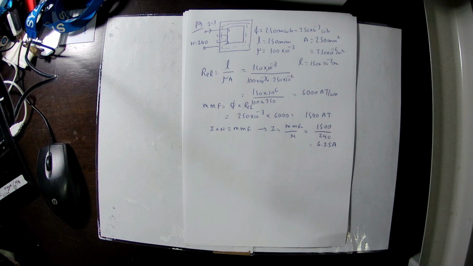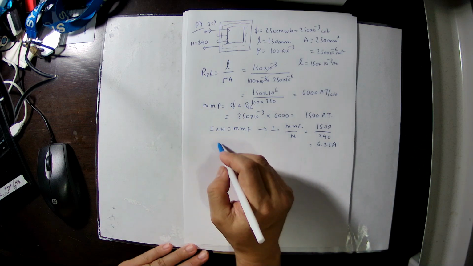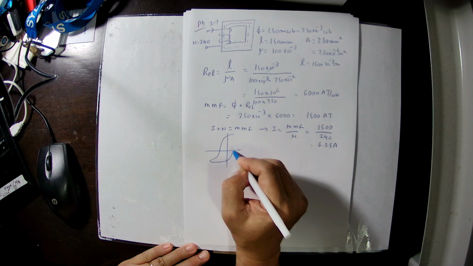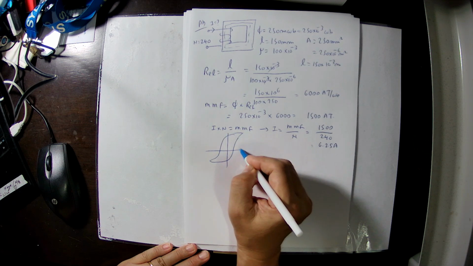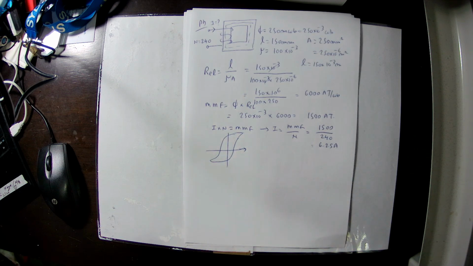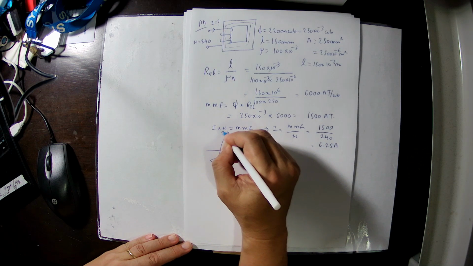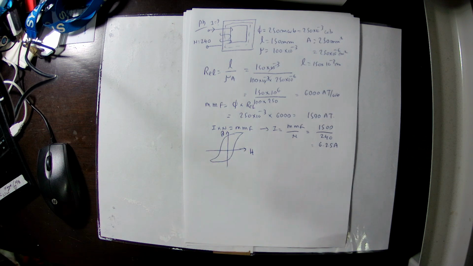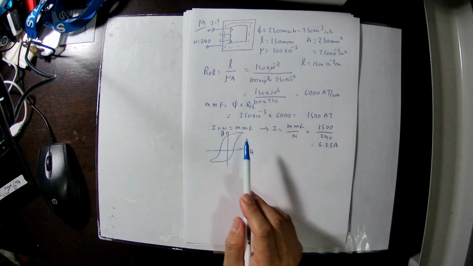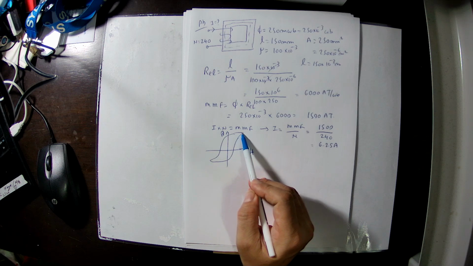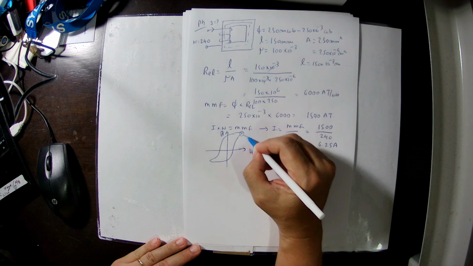Then we can also draw the magnetizing curve here. This is a magnetizing curve. For instance, there is a magnetizing force and a flux density. When you increase the magnetizing force, the flux density will increase. But at one point it reaches what is called saturation. So this is the saturation point.